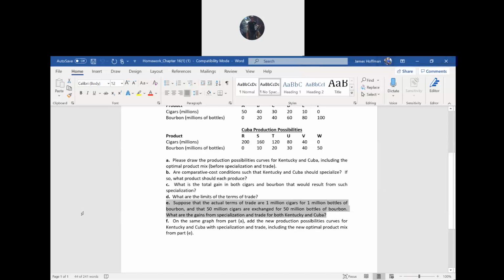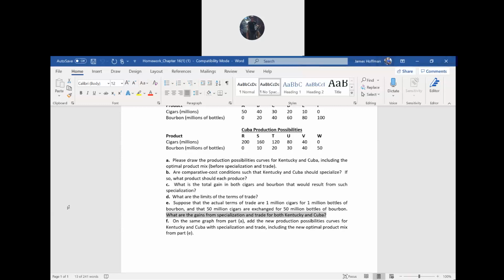All right, and so this one, I made the trade a little bit easier. It's just 1-for-1. So 1 million cigars are exchanged for 1 million bottles of bourbon, and they trade 50 for 50 million. So just determine the total gains in specialization and trade for both goods. So how many bourbons did Kentucky gain? How many cigars did Kentucky gain? And the same for Cuba.